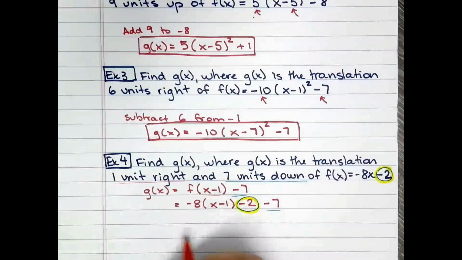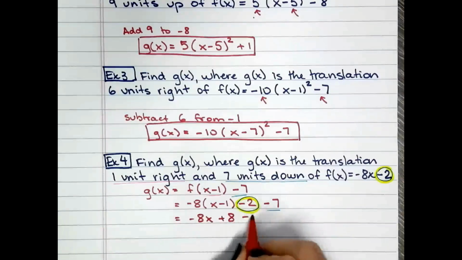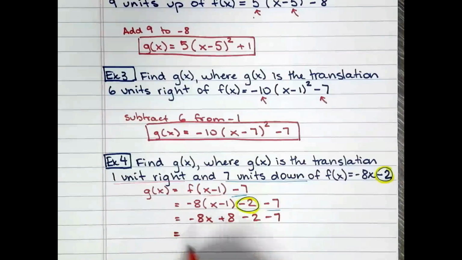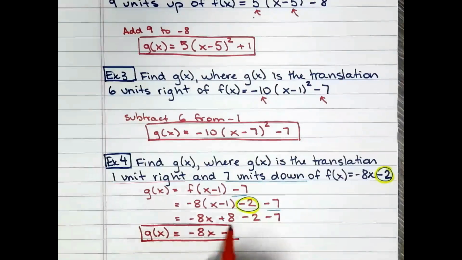All right. Distribute negative 8. Clean it up. And here you have your final function. g of x, I have negative 8x. And here I have minus 1. Watch out for the linear transformations. They might get you. Good luck.